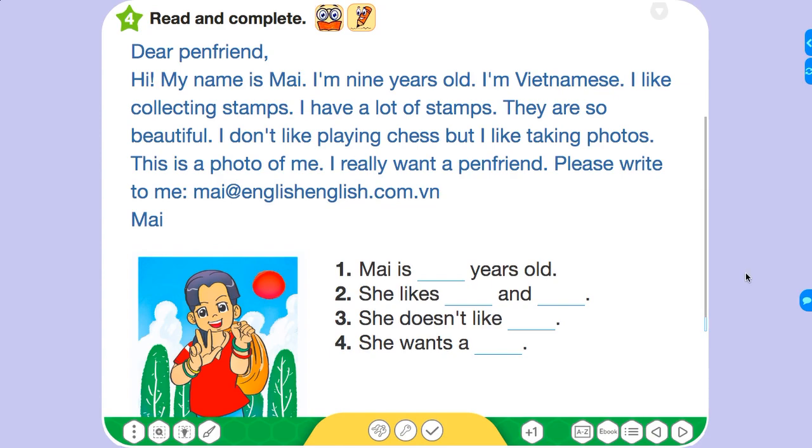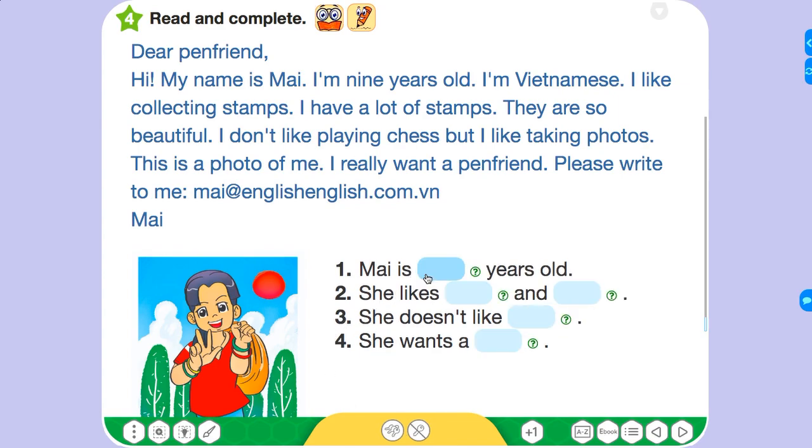Alright, now time for you to complete the sentences. Let's check together. Number one, Mai is blank years old. In this blank, you have to fill in the number, right? You can see in the first line, hi, my name is Mai, I'm 9 years old. So this is 9 years old, all right.